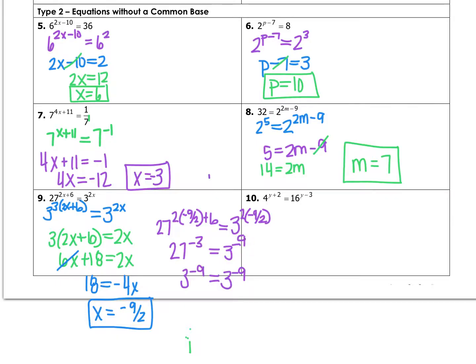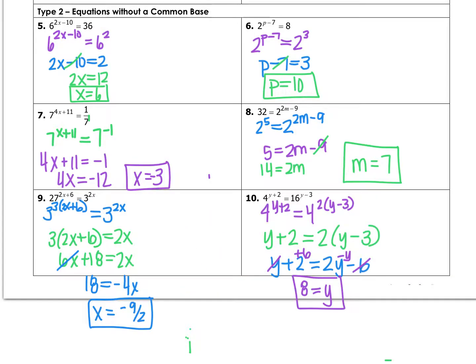So I have 3 to the negative 9th and 27 to the negative 3rd. Well, they're not the same base, so I have to think about 27 is really 3 cubed. So that negative 3 times 3 gives me that negative 9. You can also check these in the calculator. All right, so what I'd like you to do is pause the video and try number 10 on your own.